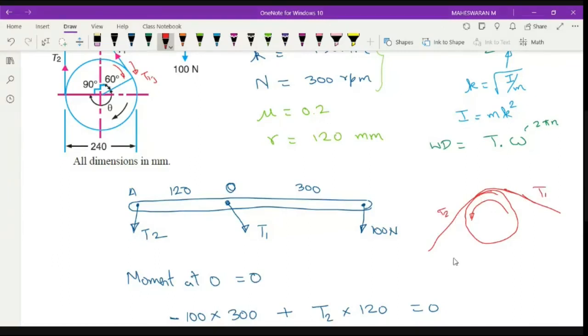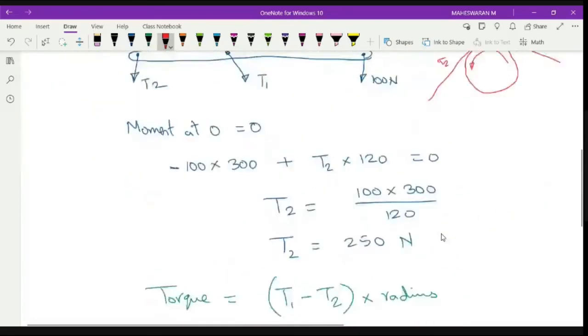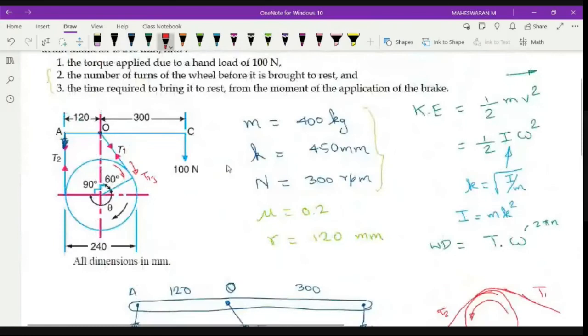Are you getting it? Yes, sir. So whichever side is pulled, that side is the tight side, right? Okay. So theta, you have to identify what is the value of theta. Theta is the angle of contact. Angle of contact, you can see that it is having contact from here to here, right? So this is my angle of contact.